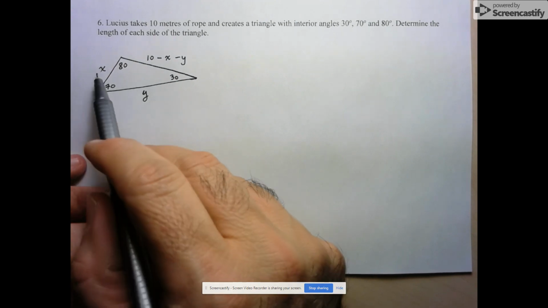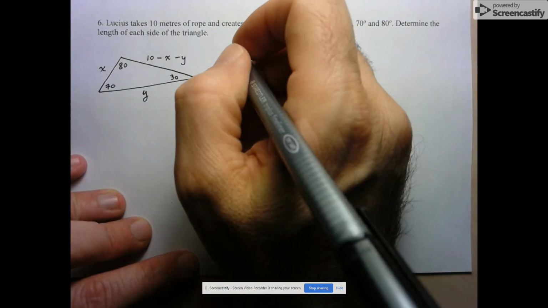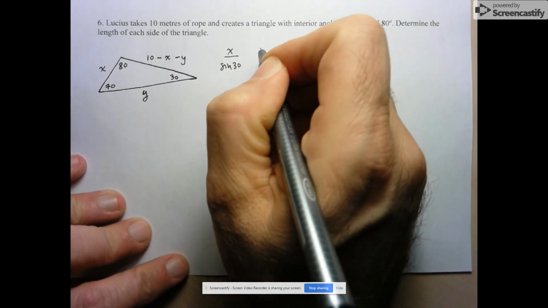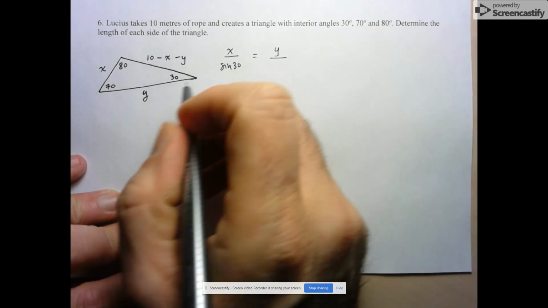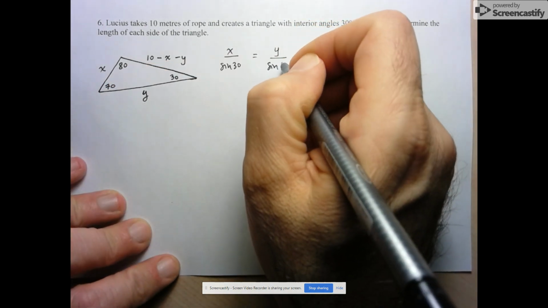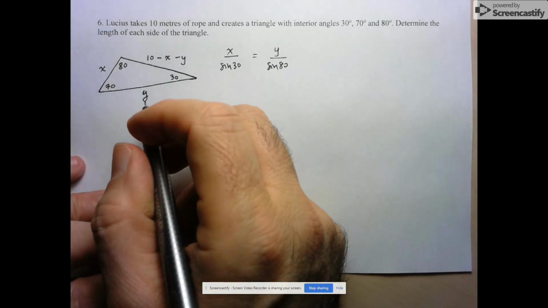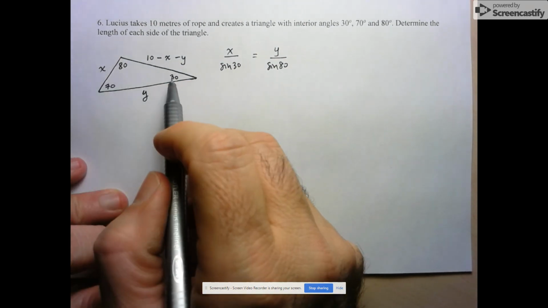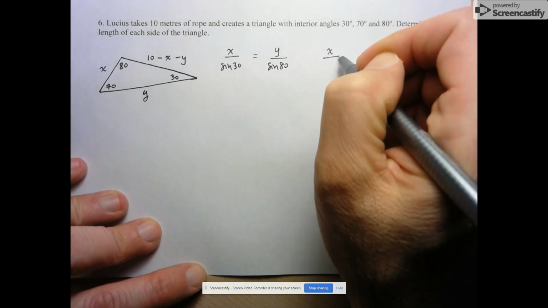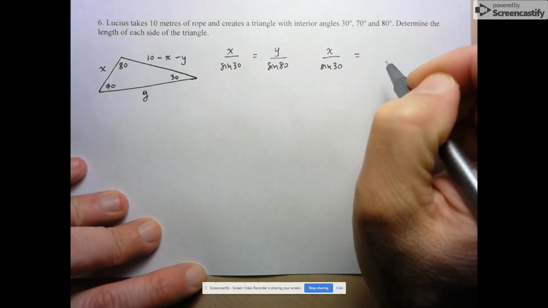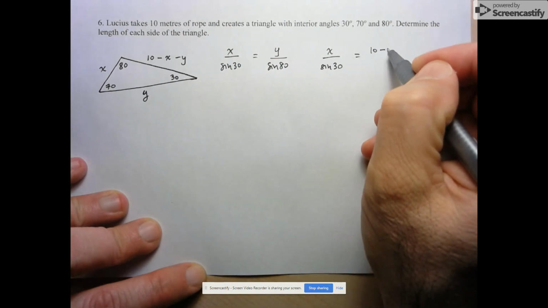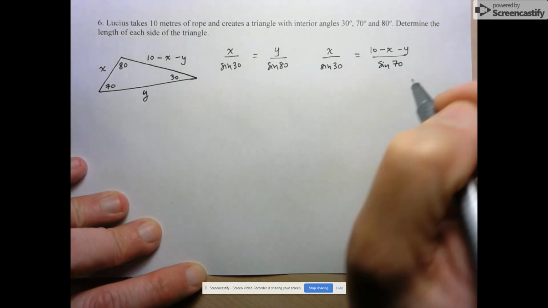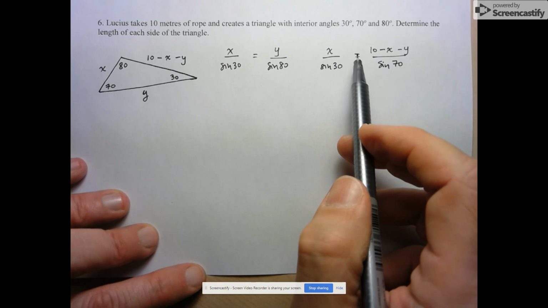So for equation 1, I'll use side lengths x and y. I can write x over the sine of its opposite angle. So x over sine 30 is equal to y over the sine of its opposite angle, which is 80. Now to create another equation, I'm going to have to work with this side length here. So I'll use x over sine 30 again, and that's equal to this side length, 10 minus x minus y, all over the sine of its opposite angle, which is 70. This is my system of equations.